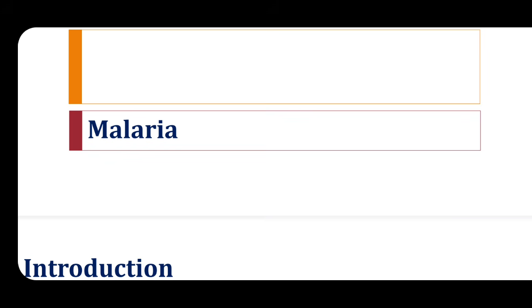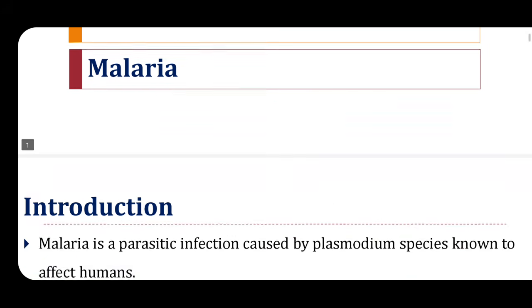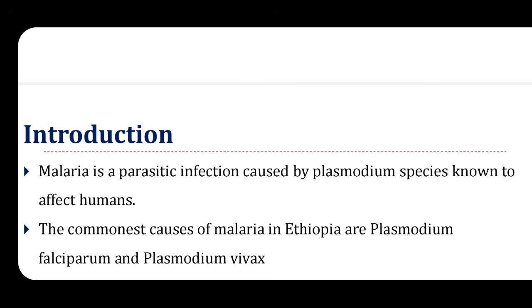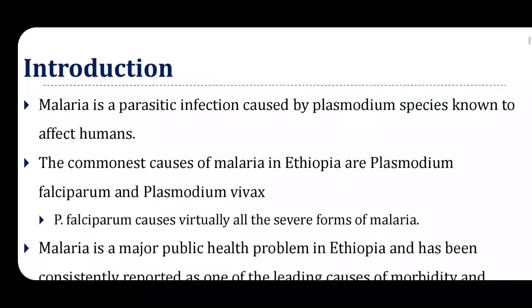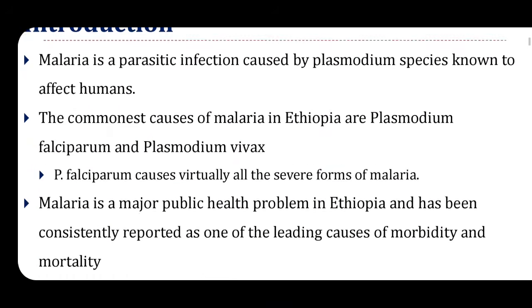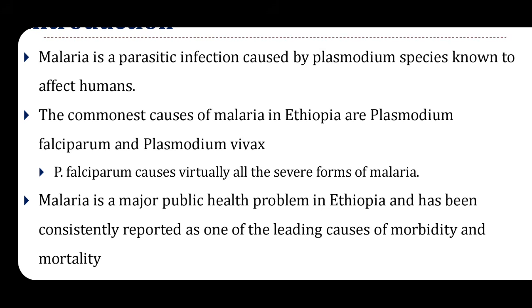እሺ ዛሬ የምናየው ስለ ማላሪያ ነው። So as an introductory part, malaria is a parasitic infection caused by Plasmodium species, which are known to affect humans. The commonest causes of malaria in our country setting are Plasmodium falciparum and Plasmodium vivax. Plasmodium falciparum causes virtually all severe forms of malaria.